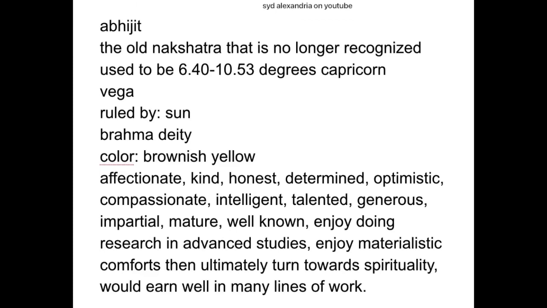That was 27, but now we are going to talk about the nakshatra that isn't currently used anymore. I don't want to call it the 28th nakshatra, but that's what a lot of people refer to it as, okay? So, sorry if I pronounced this wrong, but Abhijit, this is the Sanskrit word for its star, Vega, okay, the brightest star in the Lyra constellation.